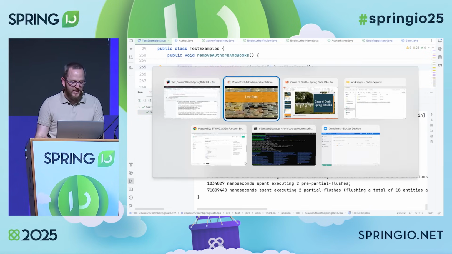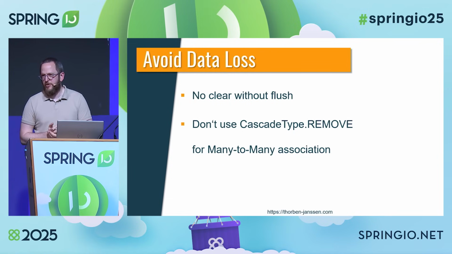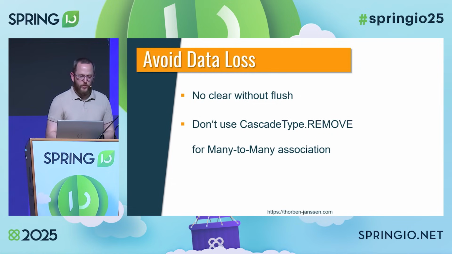So please, when working with cascading, especially with cascade type remove, make sure that you only cascade from a parent object to a child object that shouldn't be able to exist without its parent. That's the situation for which the cascading was actually designed.